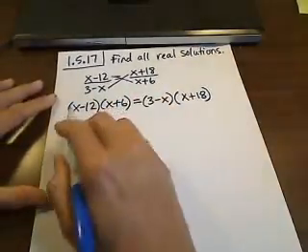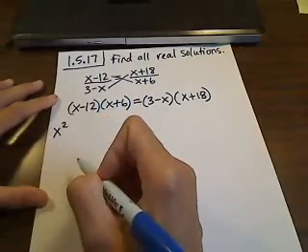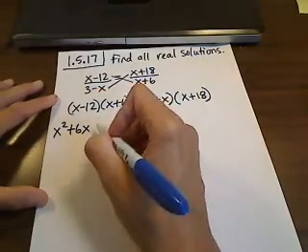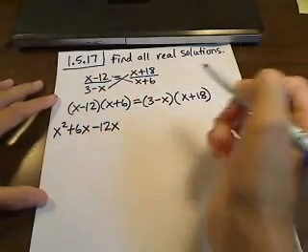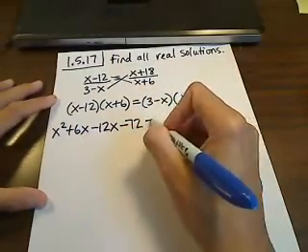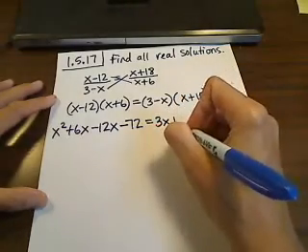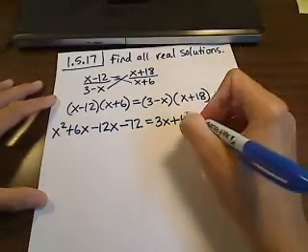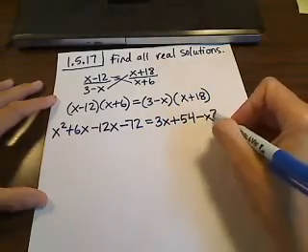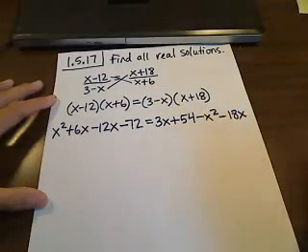Okay, all right, so if I FOIL here, the first is x squared. Outside is 6x. Inside, negative 12x, and last is negative 72. If I FOIL over here, I get 3x for the first. Outside is a positive 54. Inside is a negative x squared, and the last is a negative 18x.